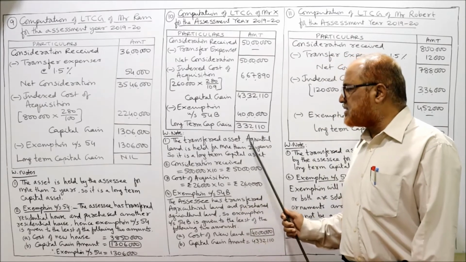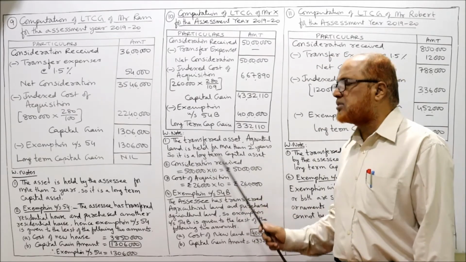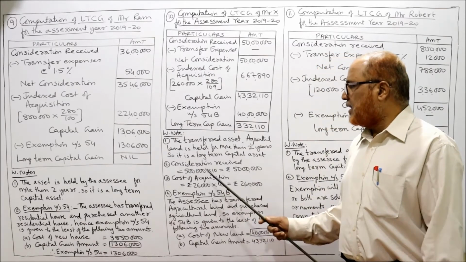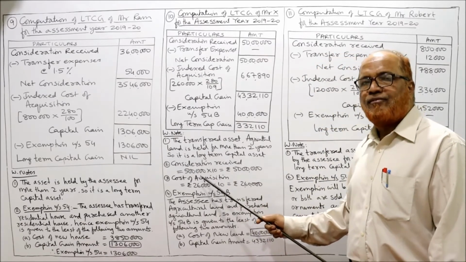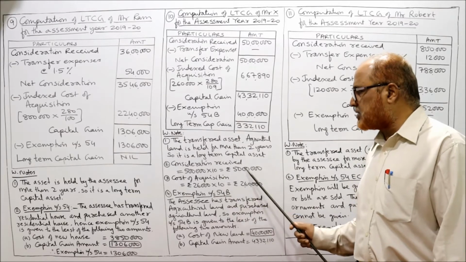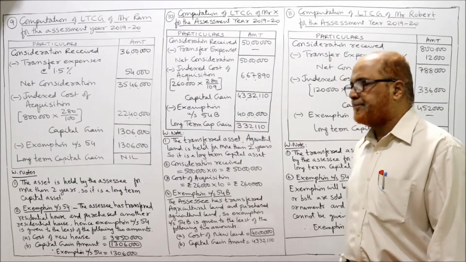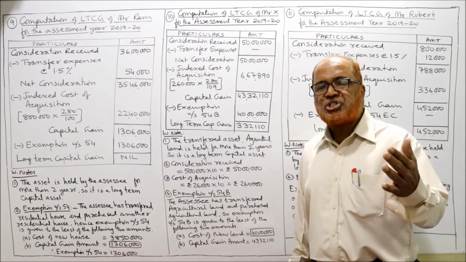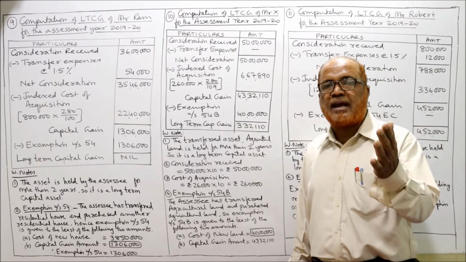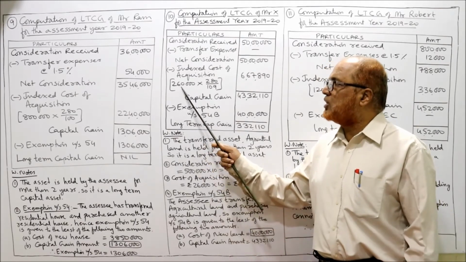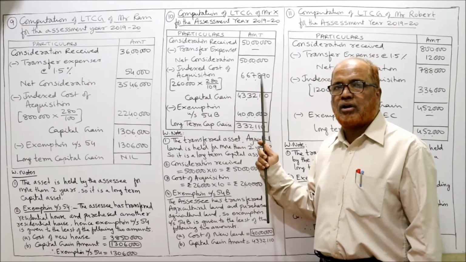First of all, the transferred asset, agricultural land, is held for more than 2 years, so it's a long-term capital asset. Then consideration received, 5 lakh rupees into 10 acres, 50 lakh. Cost of acquisition, 26,000 into 10. He has purchased the land at 26,000 rupees per acre, 10 acres, 2,60,000. So indexed cost of acquisition, 2,60,000 into 280 by 109.